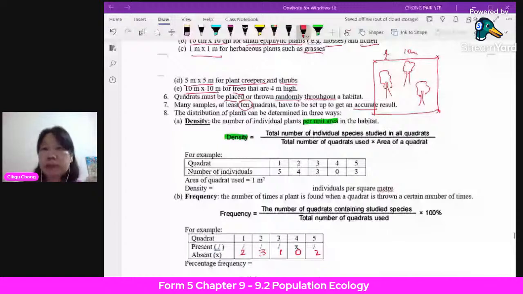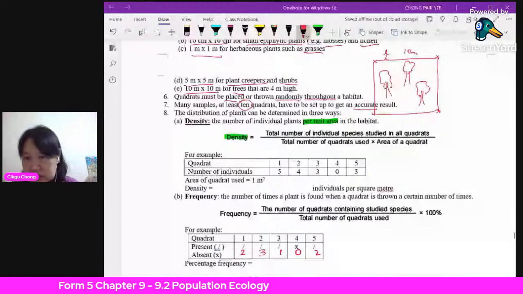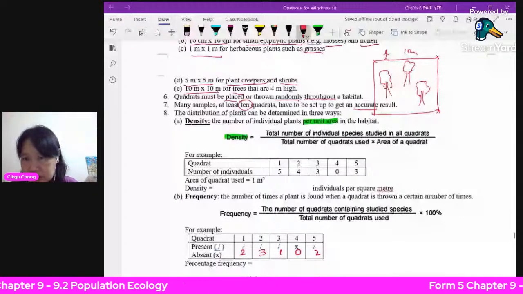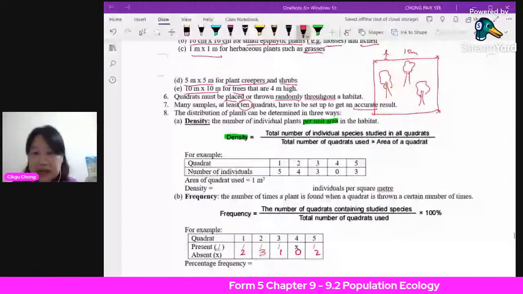All right, okay, I think no questions so far. Okay, so let's carry on now. Now, first of all, you need to know, let's say a question asks you, what is the density?